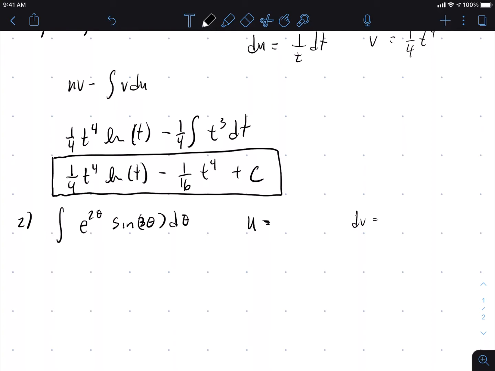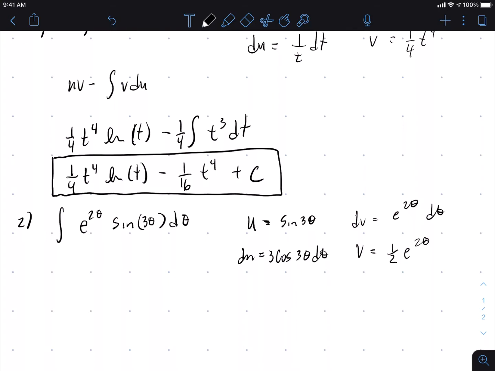Is that a 3 theta? It's a 3. Here, let me make that right for you. Sine 3 theta. So you want to go with sine 3 theta here? So when we go to do this here, if I go du, aren't I going to get cosine 3 theta times 3 d theta? And then here I'm going to get 1/2 e to the 2 theta. Do we agree?